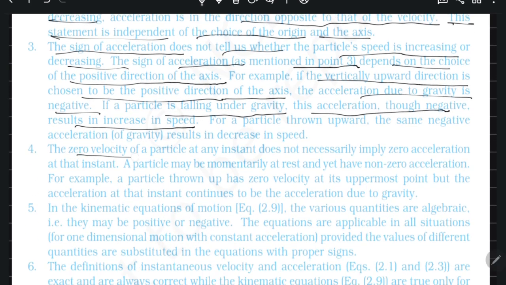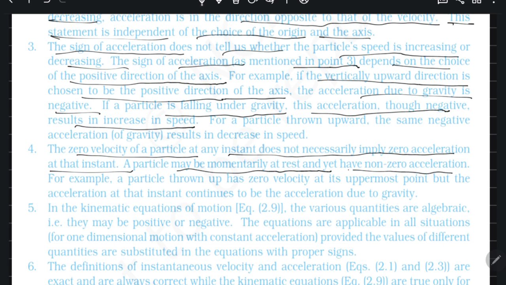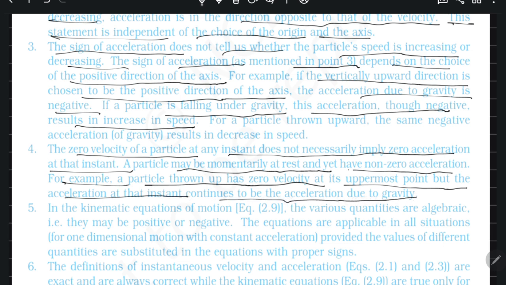Getting my point? The zero velocity of a particle at any instant does not necessarily imply zero acceleration at that instant. A particle may be momentarily at rest yet have a non-zero acceleration. For example, a particle thrown up has zero velocity at its uppermost point, but the acceleration at that instant continues to be the acceleration due to gravity.